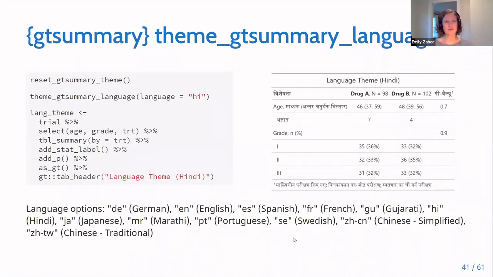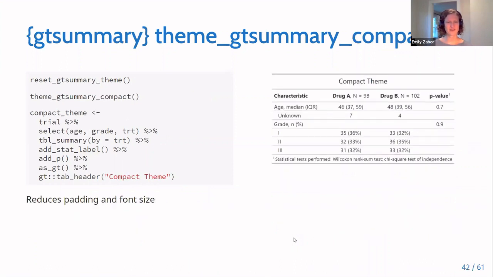There are language themes available that you can get through theme gtsummary language. As you can see, the translation is hit or miss for these. This is what's available through, I think, GitHub languages. But I've listed the language options down here and just on the right showing an example with the Hindi translation. There's a compact theme, which reduces padding and font size. So you can call this with theme gtsummary compact.